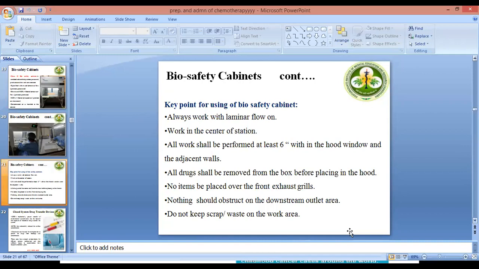Work in the center of the station. All work shall be performed at least 6 inches within the hood window and the adjacent wall. All drugs shall be removed from the box before placing in the hood, because the box obstructs the airflow. So when we prepare chemotherapy medication, all the wrappers should be discarded first, then the vial or ampoule should be placed in the biosafety cabinet. No item should be placed over the front exhaust grill, as it obstructs the airflow. Nothing should obstruct the downstream outlet area. Do not keep scrap or waste in the work area.